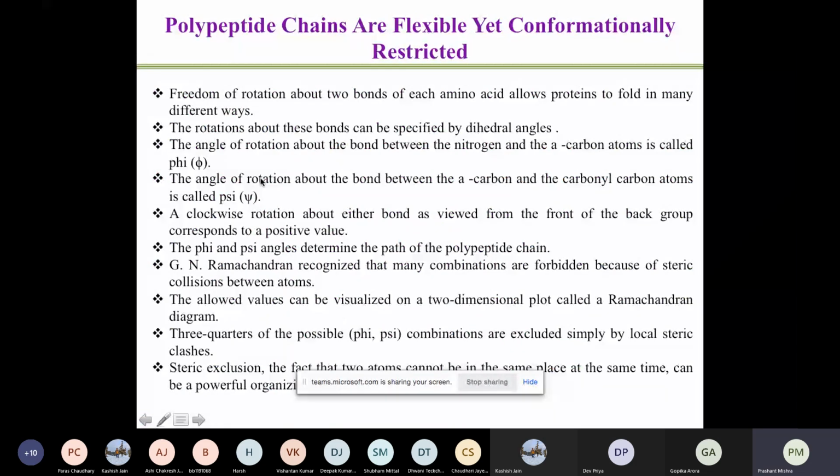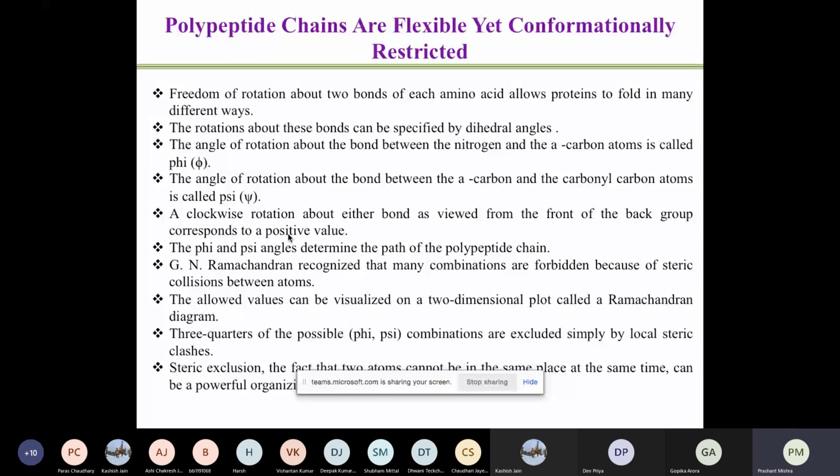A clockwise rotation about either bond, viewed from the front and the back group, corresponds to a positive value. That is why you have seen a positive value and then a negative value. The phi and psi angles determine the path of the polypeptide chain, the way the polypeptide chain interacts with itself, the way it can fold. This fact was discovered by one of the renowned scientists from India, G.N. Ramachandran, and he has given the characteristics.